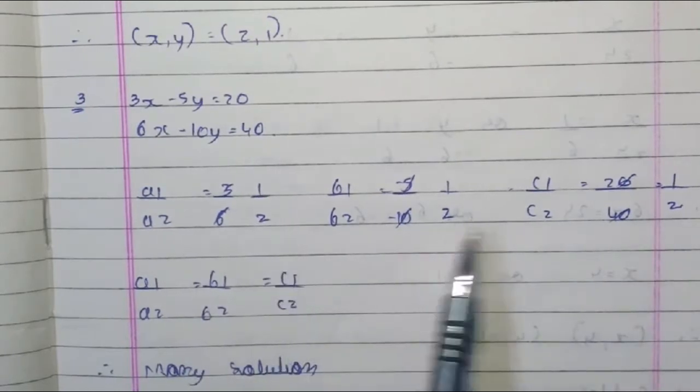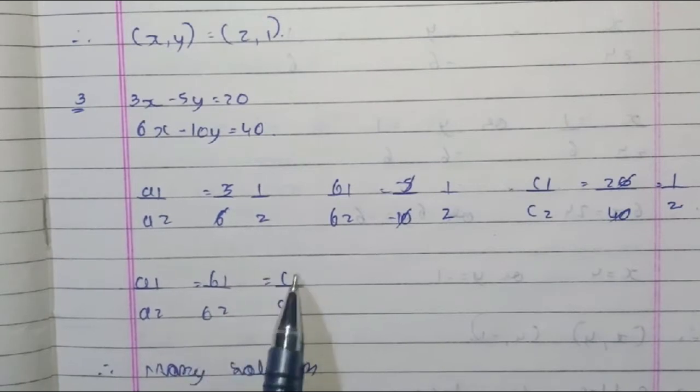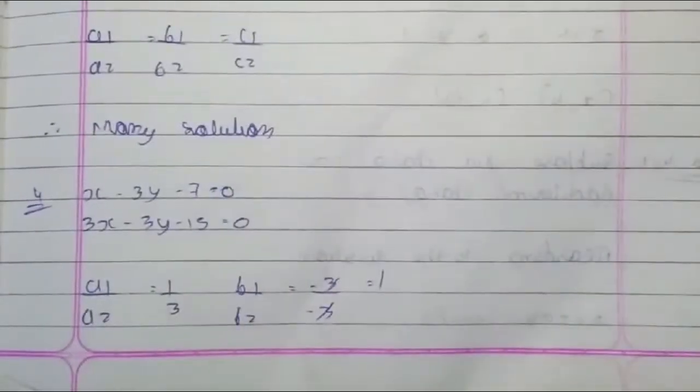What is the meaning of this? 1 by 2 is equal to 1 by 2 is equal to 1 by 2. So a1 by a2 is equal to b1 by b2 is equal to c1 by c2. If all are the same, then they have many solutions.